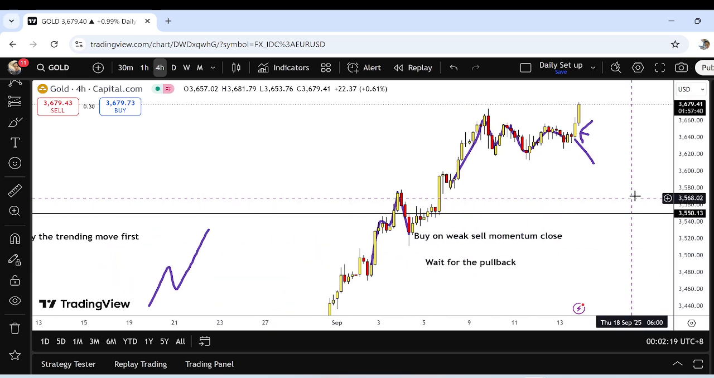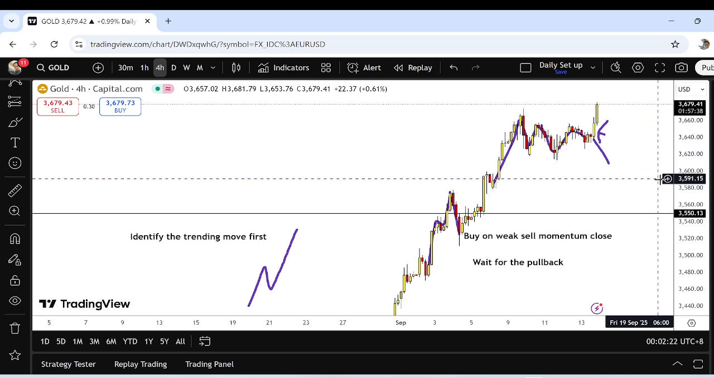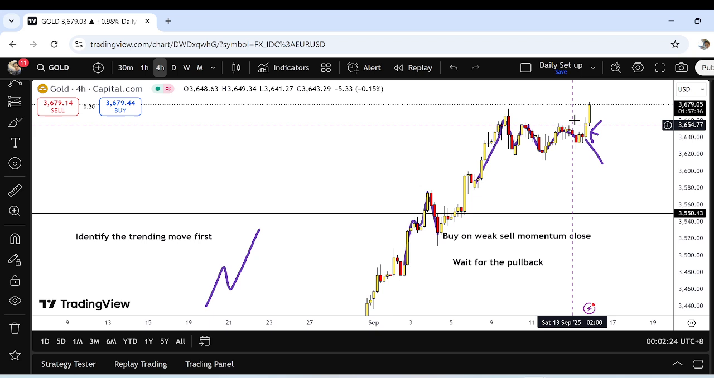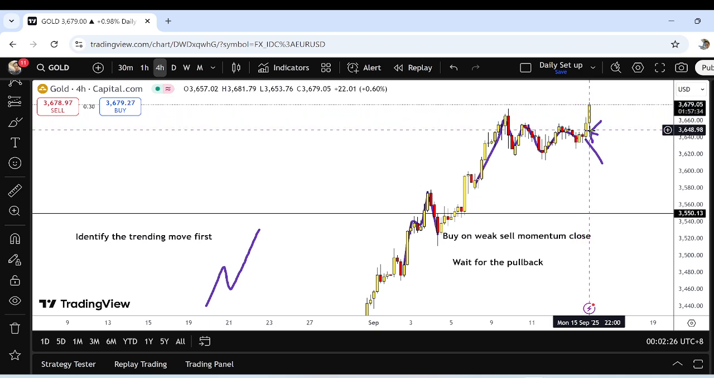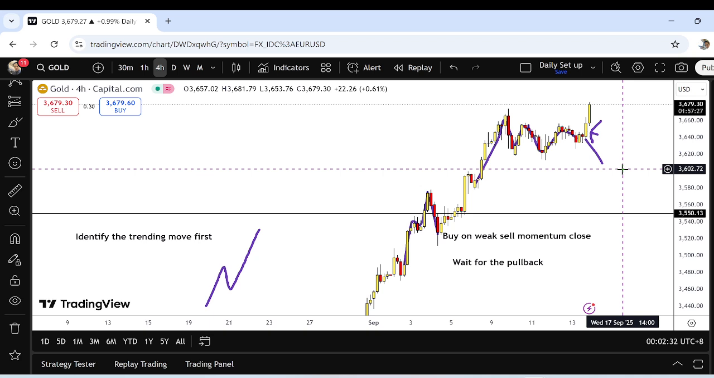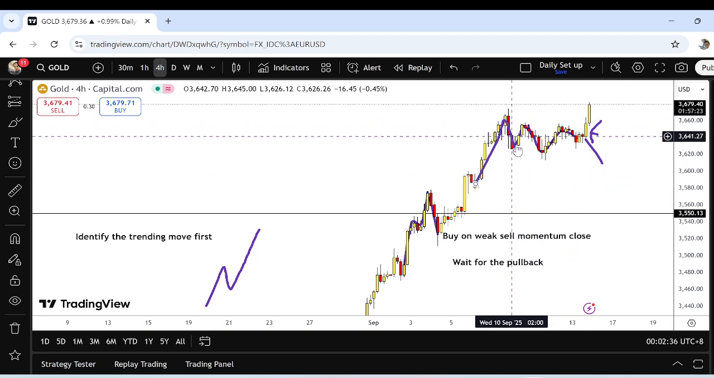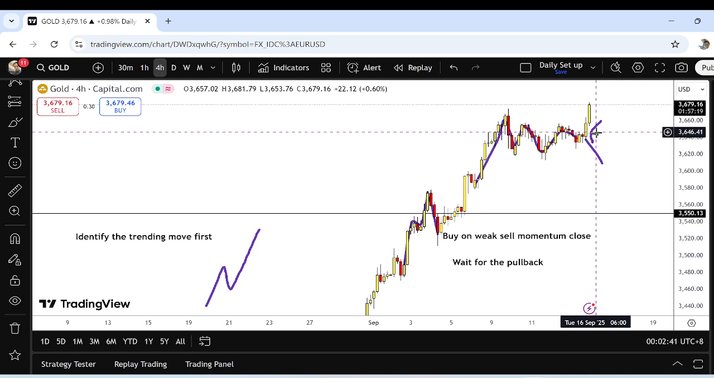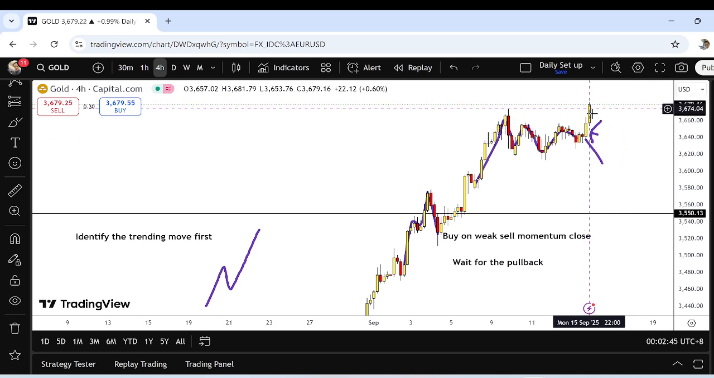So this is the example for gold right now. If you miss this move, it's okay. Let's just wait for a pullback because right now we have not seen any weak sell momentum, but we are seeing a very strong buy momentum. If the next candle comes in with strong sell momentum, then you have to wait. You missed it, it's okay, leave it. There's no point chasing it because for gold, if you chase, your floating loss will be greater.